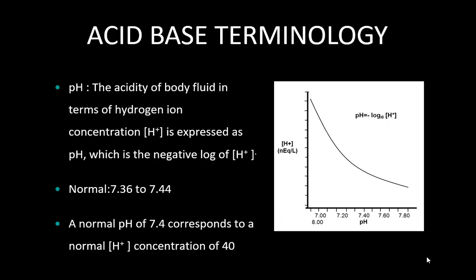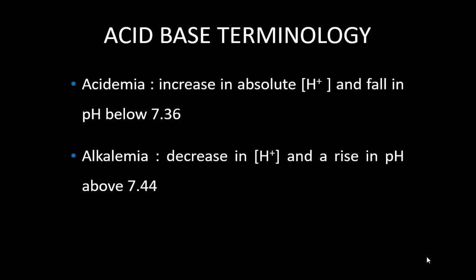This statement is important because when you are checking the validity of any ABG, you should know this magic figure of 40 at the pH of 7.4. Acidemia is an absolute increase in the H ion and a fall of pH. So once the H ion is increasing, pH will automatically fall. And in alkalemia, there is a decrease in H ion, so pH will rise. Any doubt about it? No.